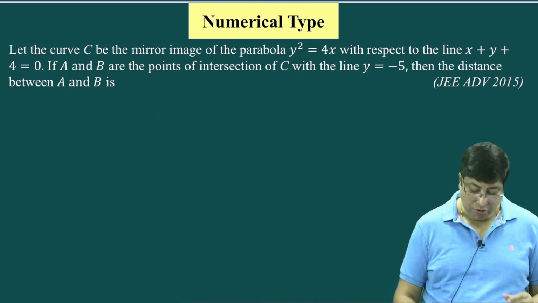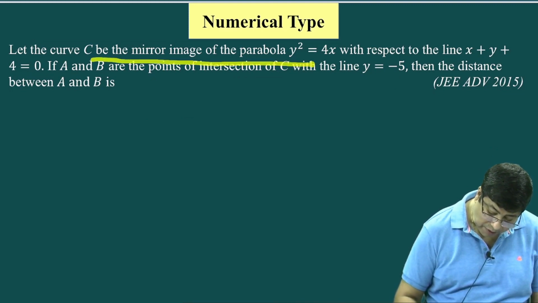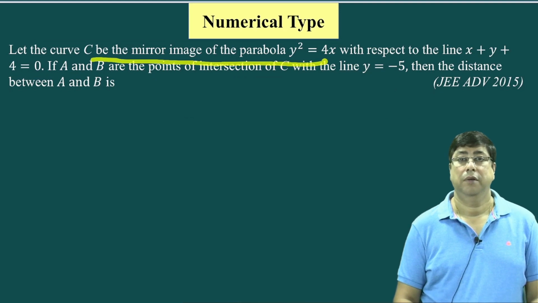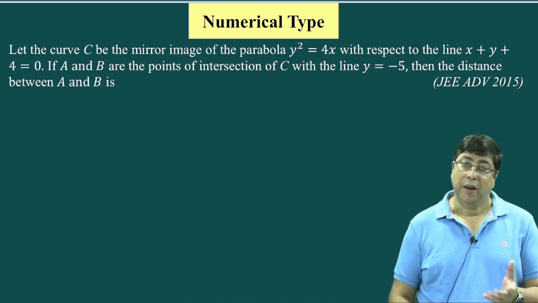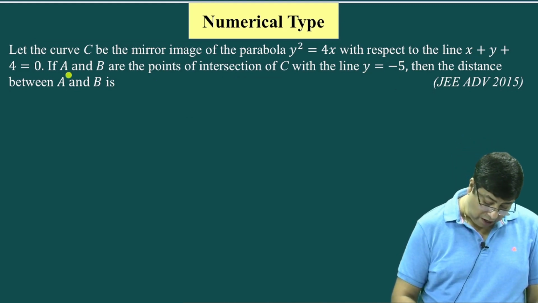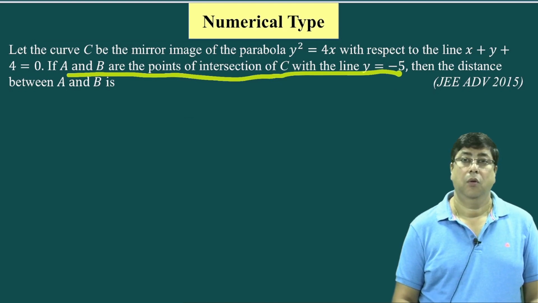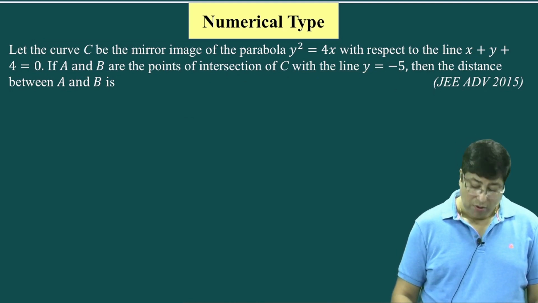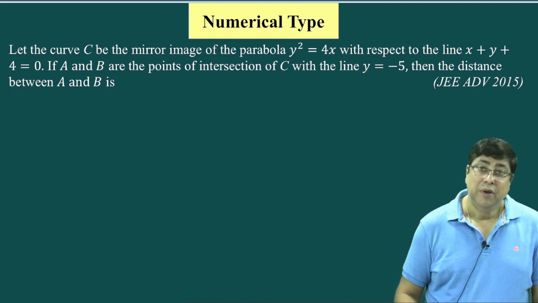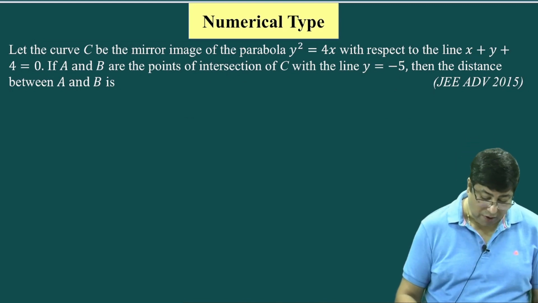So students, one more tricky question. Let the curve C be the mirror image of the parabola y square equal 4x. What does it mean? Obviously the mirror image of a parabola with respect to a straight line is a parabola. And if A and B are the points of intersection of the curve C with the line y equal to minus 5, it means A and B lie on the mirror image parabola also. So first of all, let us apply the mirror image points condition, that formula.